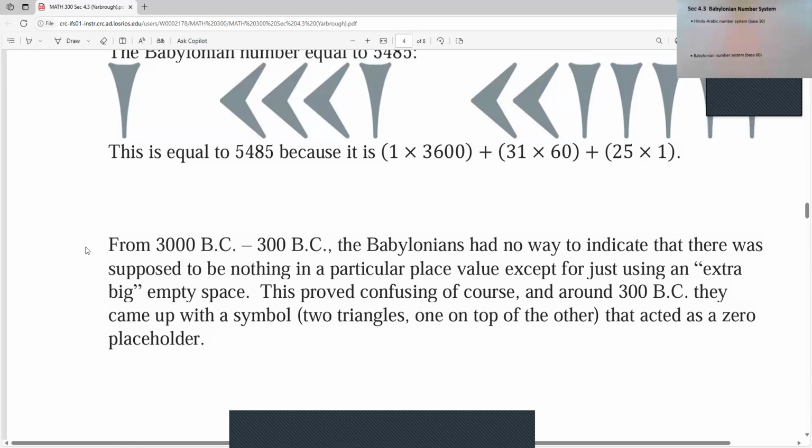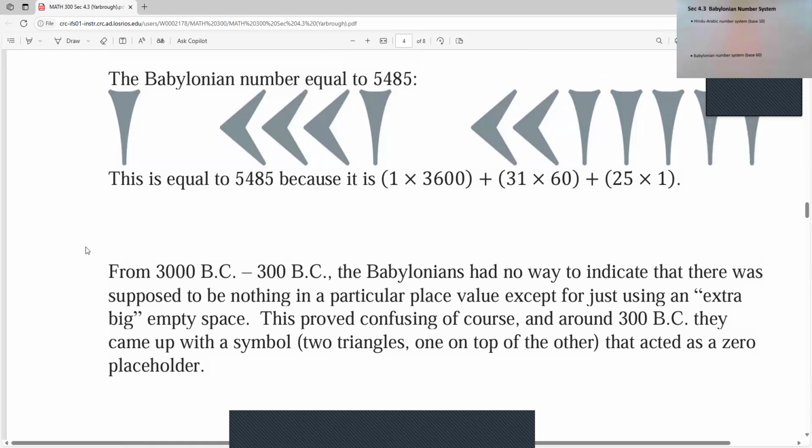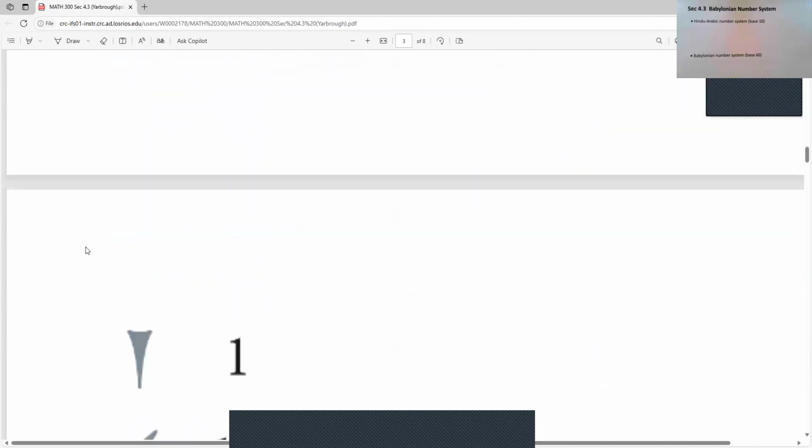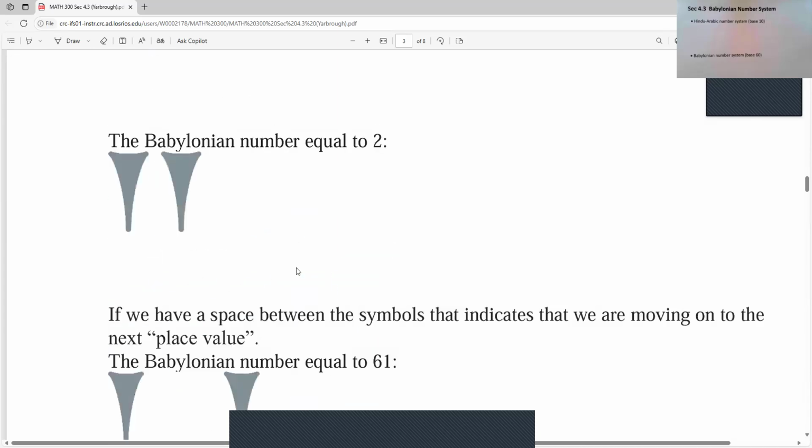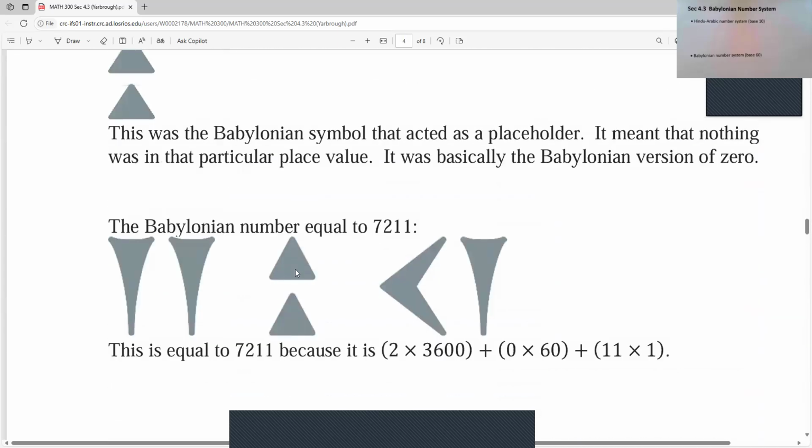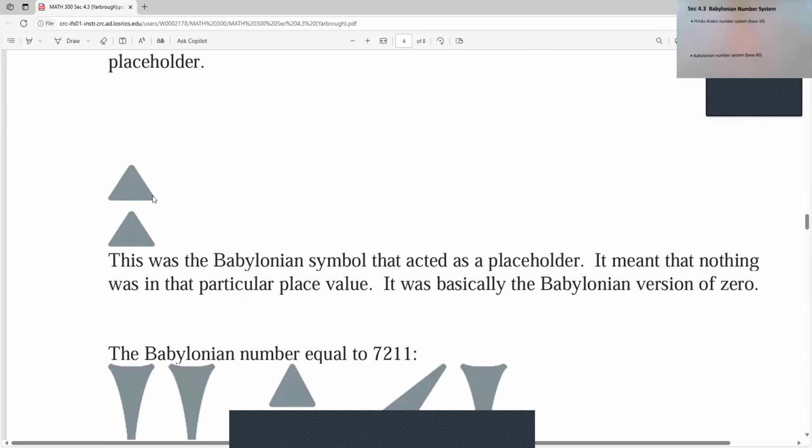So, like I said, originally, for the first almost 3,000 years, these were the only two symbols. But it became very confusing for the Babylonians to do math and to do their numbers without having a symbol for zero. It took them 2,700 years, which is a little long, but finally they came up with this symbol, which represents zero. So this is like these two triangles on top of each other. That's the Babylonian version of zero.